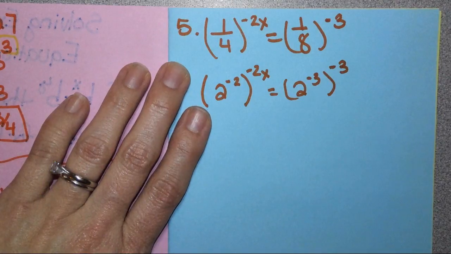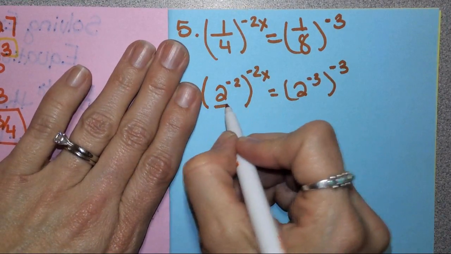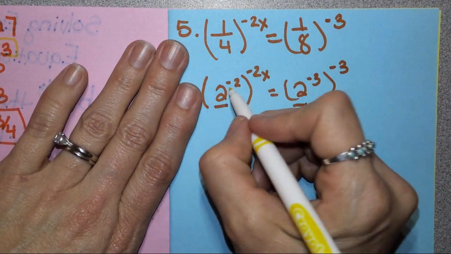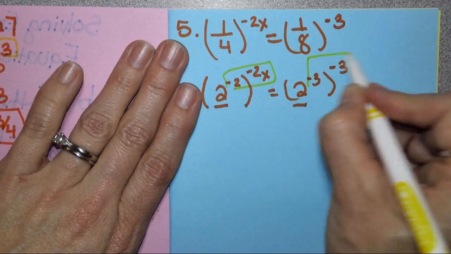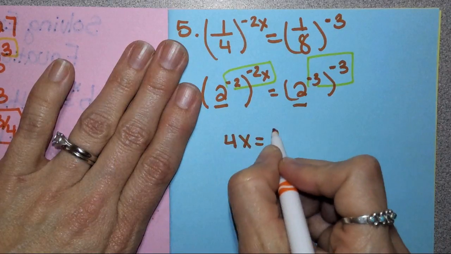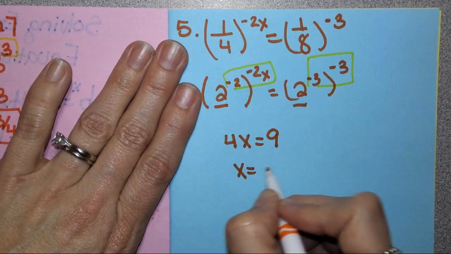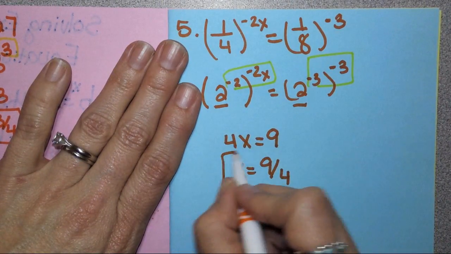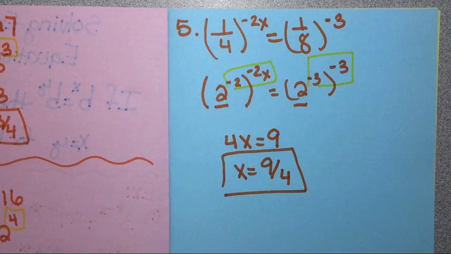Alright, so now I can just say like bases, and I can set these equal. So we have 4x equals 9, so x equals 9/4. Okay, and that's it. That's how you solve exponential equations.